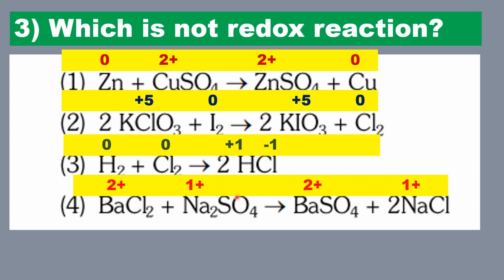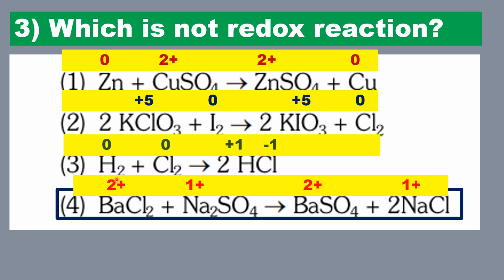Let us see the fourth option. Barium chloride reacts with sodium sulphate to give barium sulphate precipitate. This is called a precipitation reaction. Barium is 2 plus, Cl is minus 1, sodium is Na plus, SO4 is 2 minus. So there is no change in the oxidation state of barium, no change in the oxidation state of sodium, and also chlorine and also sulphate. Therefore, the fourth option is correct. It is not a redox reaction.